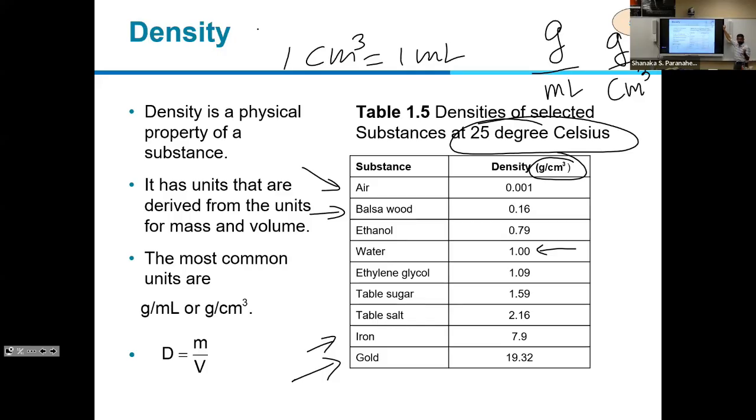If we're going to add a piece of wood into water, is it going to float or sink? It's going to float. If the material that we add into a liquid has a lower density, like balsa wood, it's going to float. And if you add a piece of nail, it's going to sink. You can see iron is 7.9, so it has a higher density than water. It has more material in a unit volume, more mass, so it's going to sink.